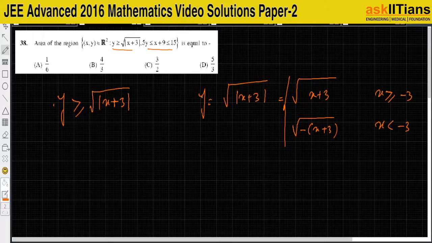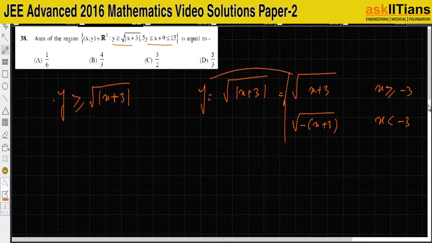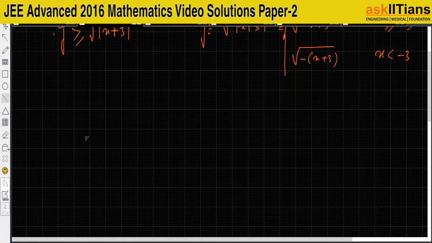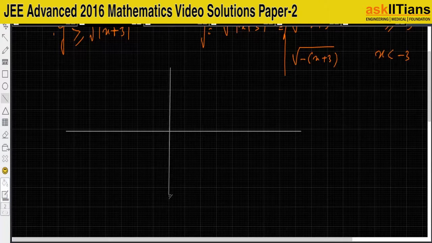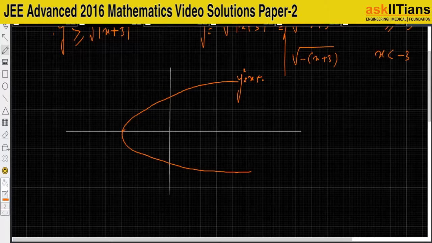So what will be the graph of y square equal to x plus 3? It will be a parabola, and this parabola will be towards the right side, mouth opening towards right. So the parabola will be something like this. This is y square equal to x plus 3, and similarly y square equal to minus of x plus 3 will be a parabola which is opposite to this, mouth opening towards left side.